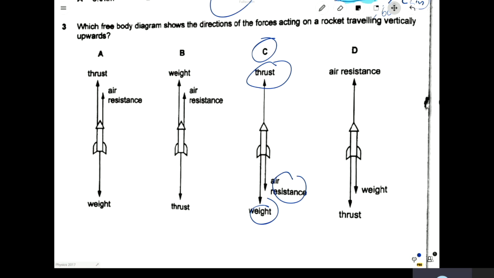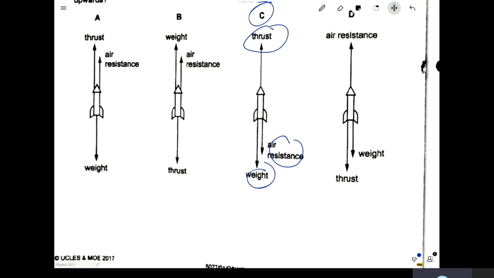Okay, can you see this question? Yeah, I can. It's actually quite straightforward. The thrust and the air resistance and the weight. Okay, so I'm going to move on. Next one.